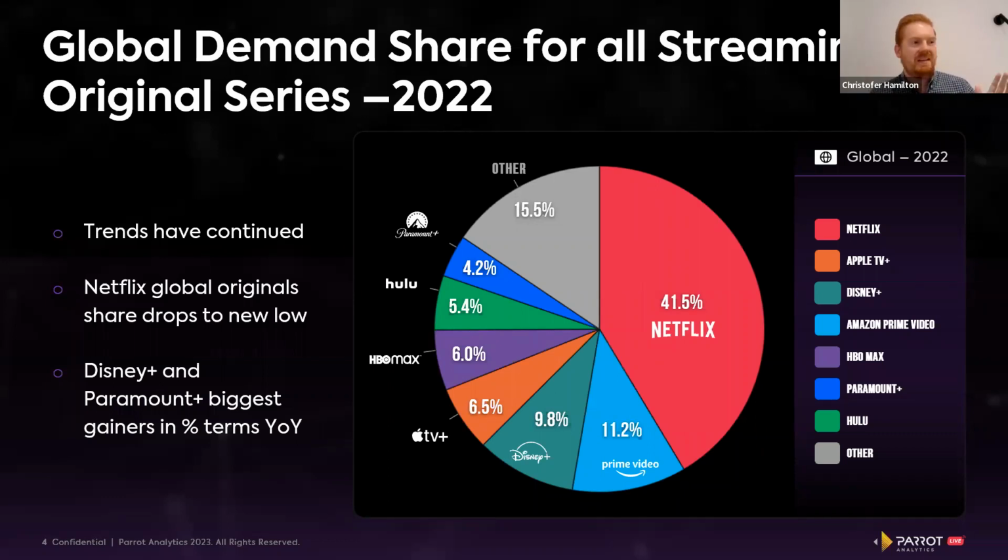And of course, the big point is that Netflix's share of demand for its original series dropped to an all-time new low at 41.5% for the year. So it's never been that low before, but that's really just a continuation of trends we've already been seeing.